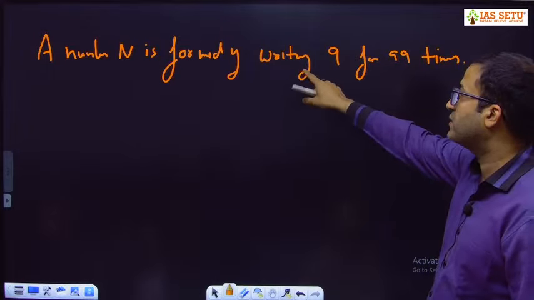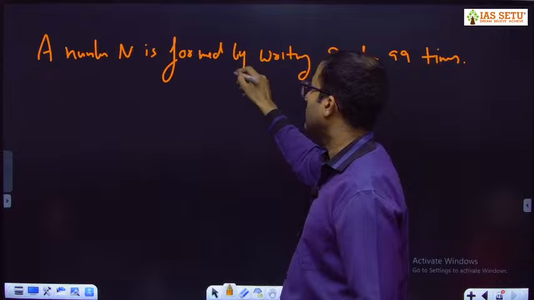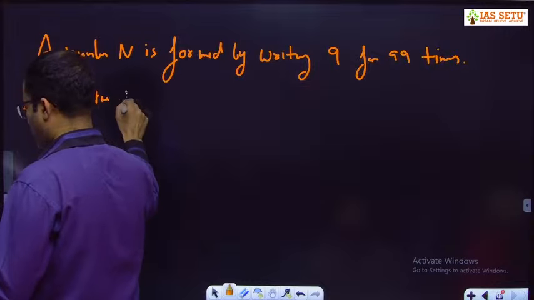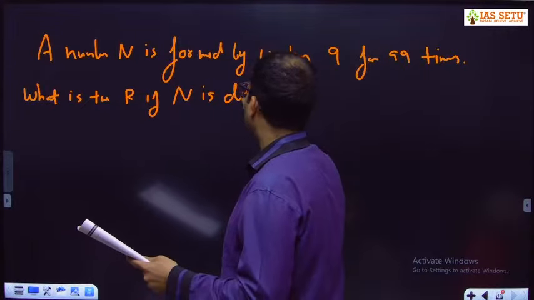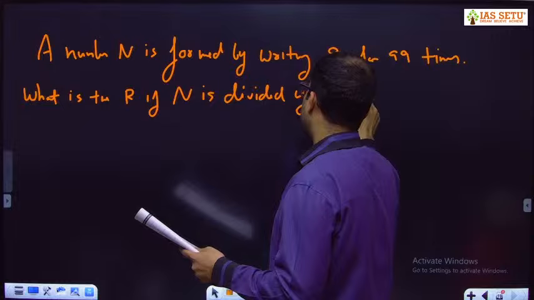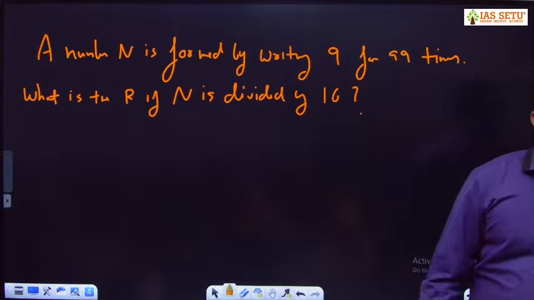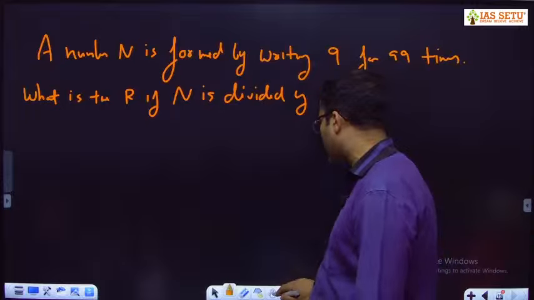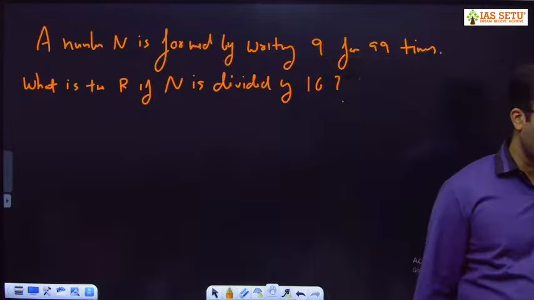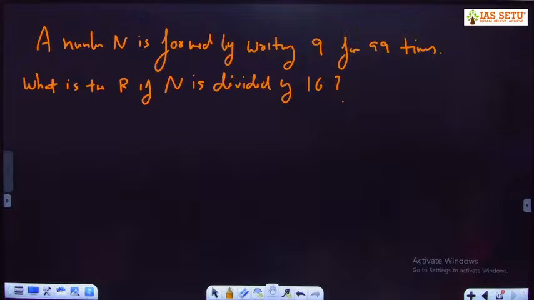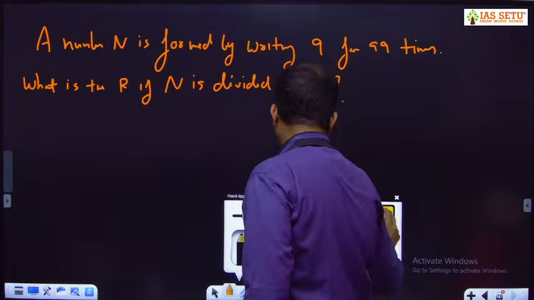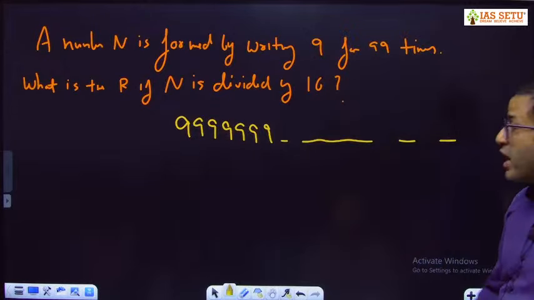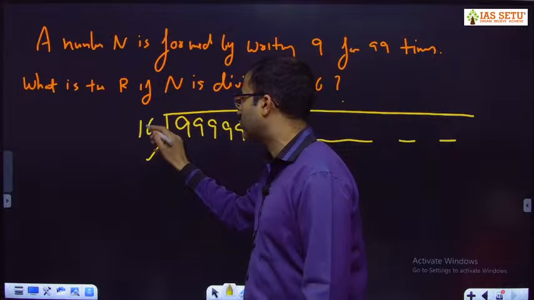A number n is formed by writing 9 for 99 times. Now the question is, what is the remainder if n is divided by 16? Some students think we have to check all 99 digits. I repeat, a number n is formed by writing 9 for 99 times. So it means your number is 9, 9, 9, 9, 9, 99 times. We have to divide this number by 16 and check the remainder.